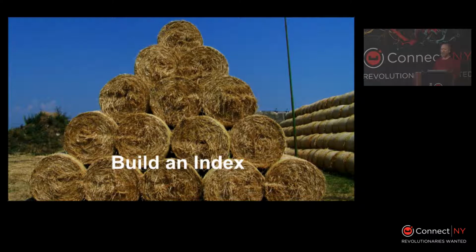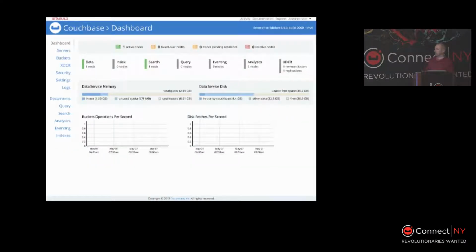Well, not surprisingly, we build an index, right? We organize the data so that we can go through it faster. And in full text, we built something called an inverted index. So let's look more specifically at Couchbase and how we build one of these indexes.